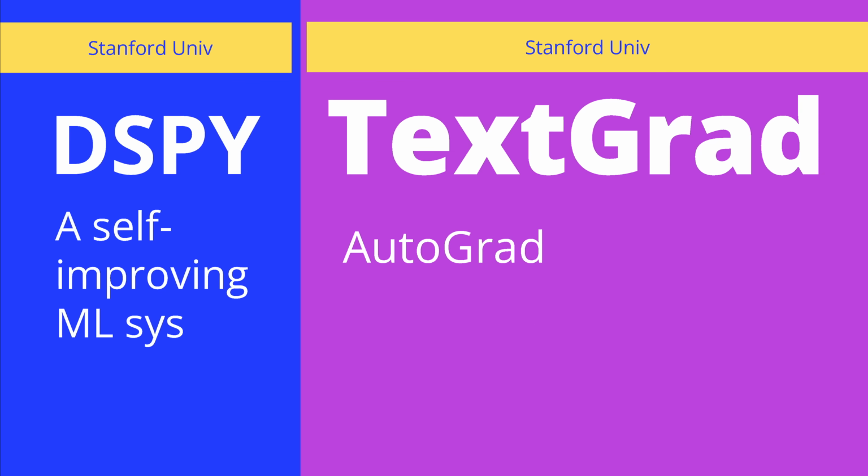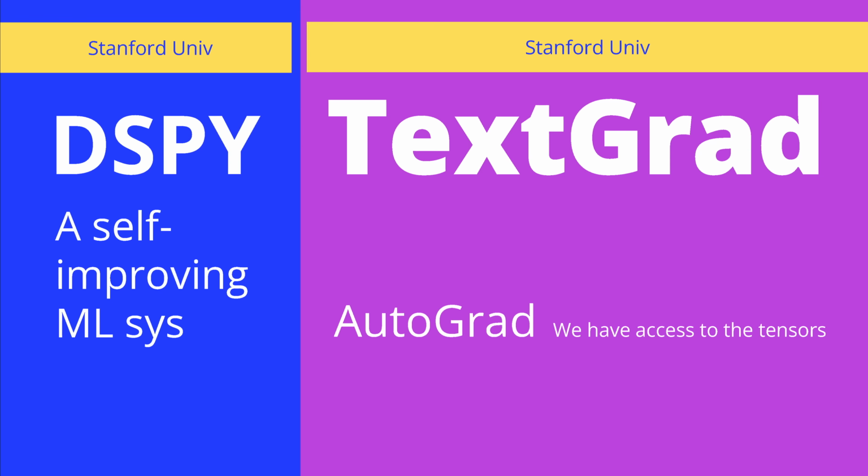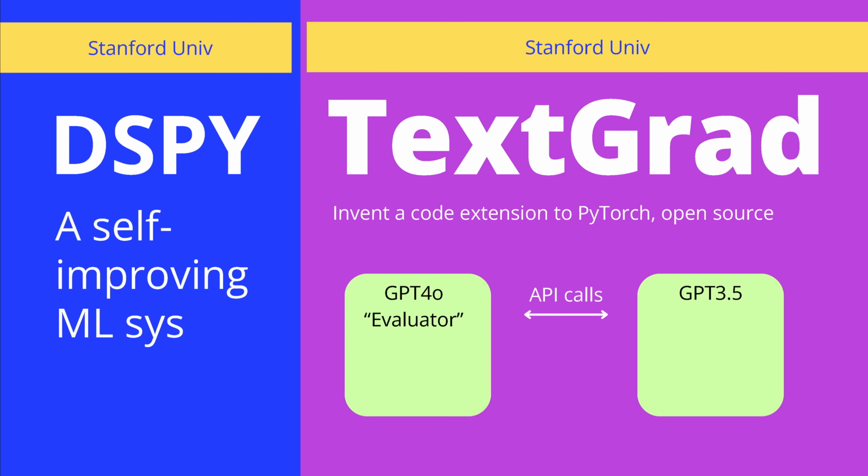Now, TextGrad, and you get it, is of course a reference to AutoGrad. In AutoGrad, we have access to the tensors within the layers of our large language model. Now, with TextGrad, we do not have access. Think about GPT-4 Omni, where we cannot dive into the specific layer structure, in the specific tensors. So therefore, what Stanford did is invent a code extension to PyTorch, and all is now open source and you can use it.